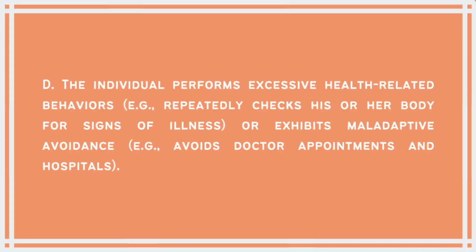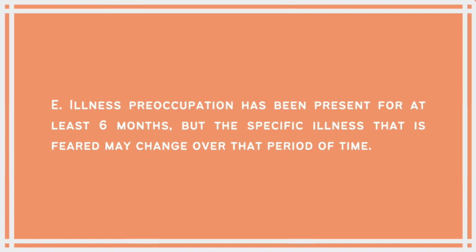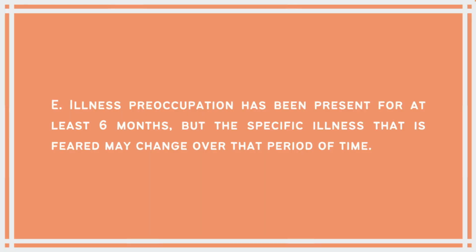Or exhibits maladaptive avoidance. For example, avoids going to the doctor, like doctor's appointments or hospitals. E is illness preoccupation has been present for at least 6 months. So their head aches, they think they have brain tumor and they are totally into it, like मुझे brain tumor है. They spend so much time and energy and effort thinking and behaving in that way, like, oh my god, I have brain tumor. But the specific illness that is feared may change over that period of time.